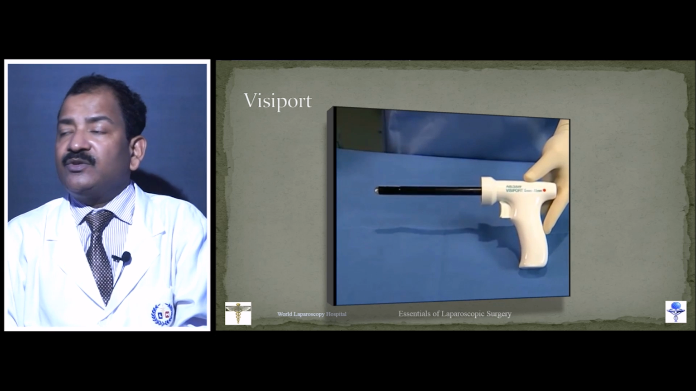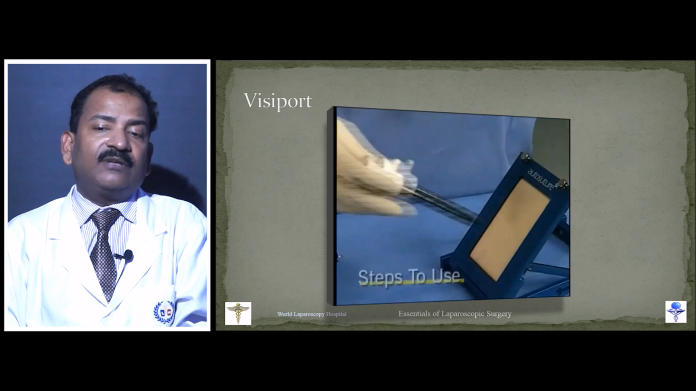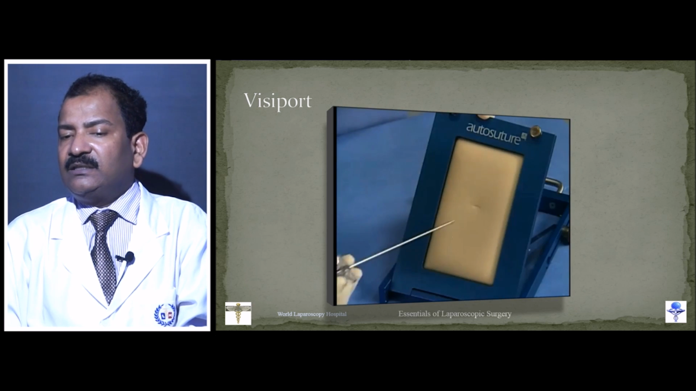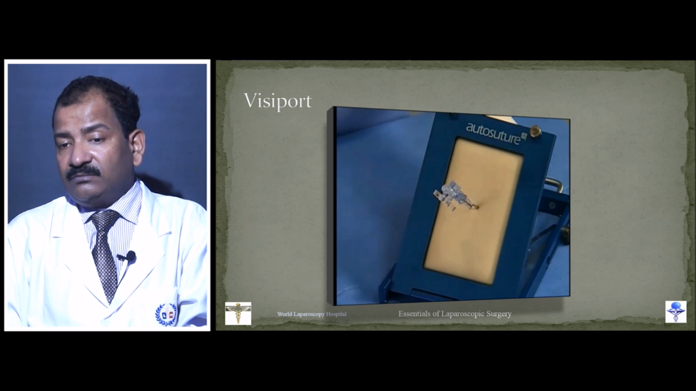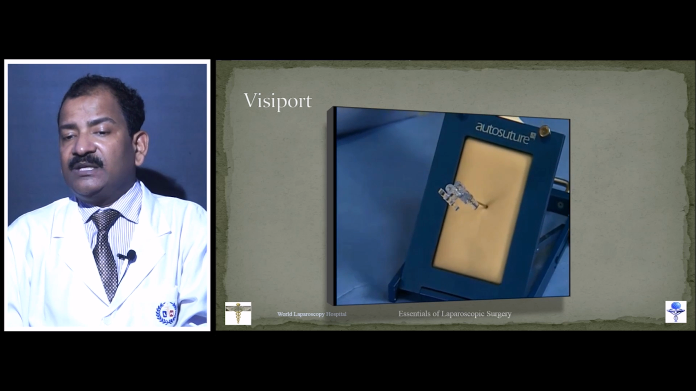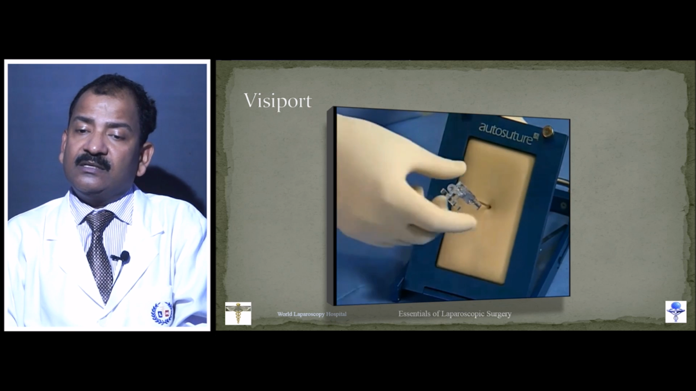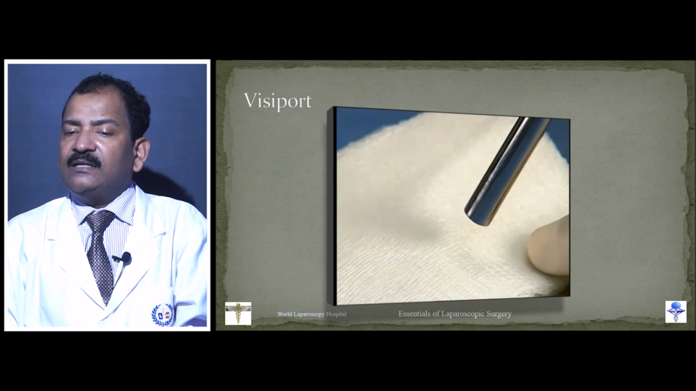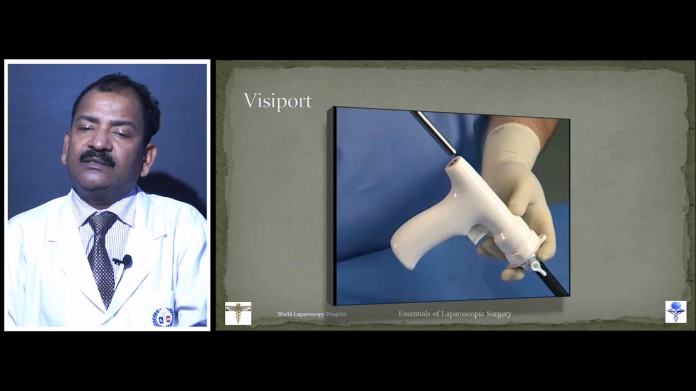This is the optical trocar and this is the cannula. Now, you give an 11 millimeter incision, and after that you will press and then you will fire. Put the telescope inside, 0 degree telescope is better.